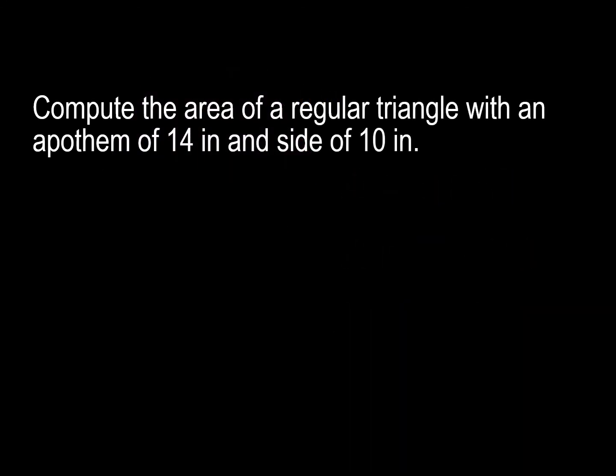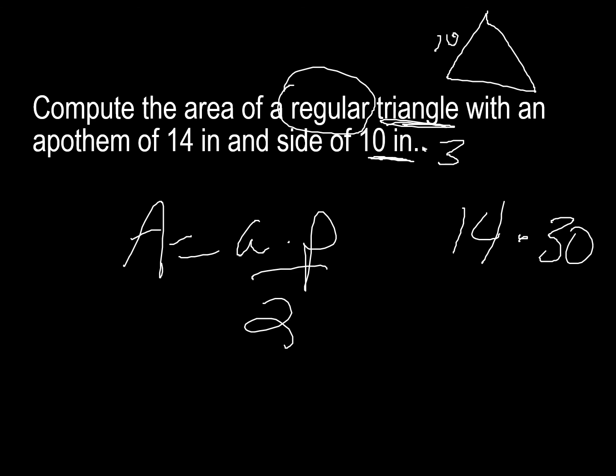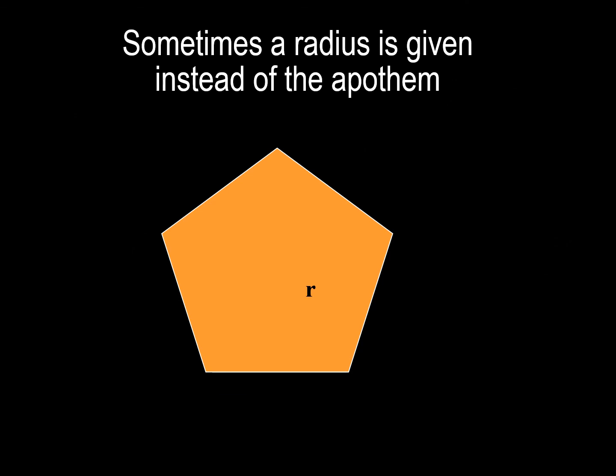Compute the area of a regular triangle with an apothem of 14 and a side of 10. So area equals apothem times perimeter divided by 2. 14 times, what would the perimeter be? Not one side. It's a triangle, 3 sides. So 10 times 3 gives me 30 for that perimeter. If you need to, draw it. Each side will be 10. There you go, 30. Divided by 2. And that makes what? 210.